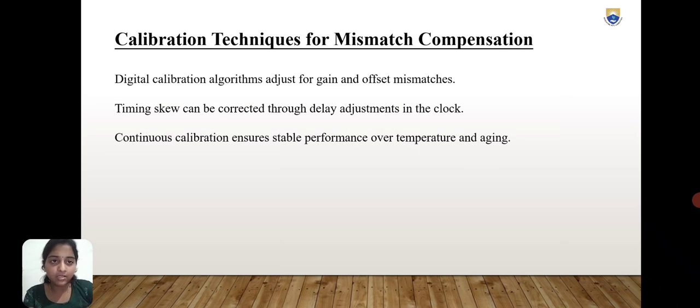Calibration techniques for mismatch compensation. Digital calibration algorithms adjust for gain and offset mismatches. Timing skew can be corrected through delay adjustments in the clock. Continuous calibration ensures stable performance over temperature and aging.